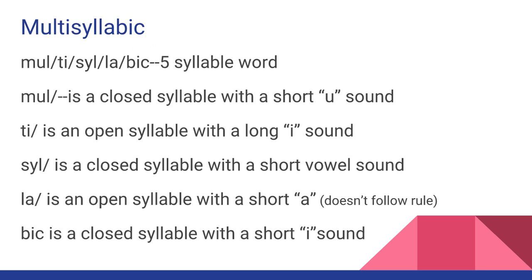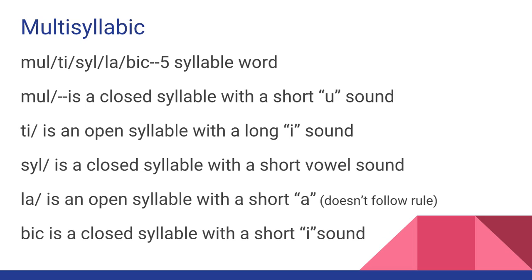I have shown you where you would divide it, between the L and the T, the I and the S, the L and the L, the A and the B. This divides up our 5 syllables. Let's look at the 5 syllables. The first syllable is MUL. It is a closed syllable with a short U sound. The second syllable, TI, is an open syllable ending in a vowel with a long I sound.